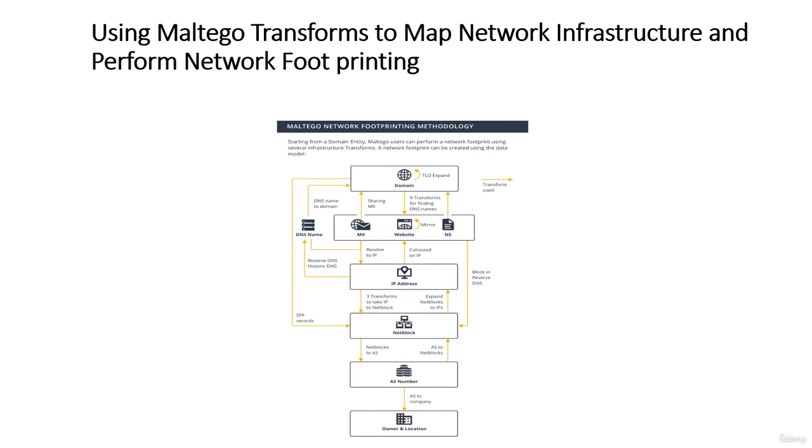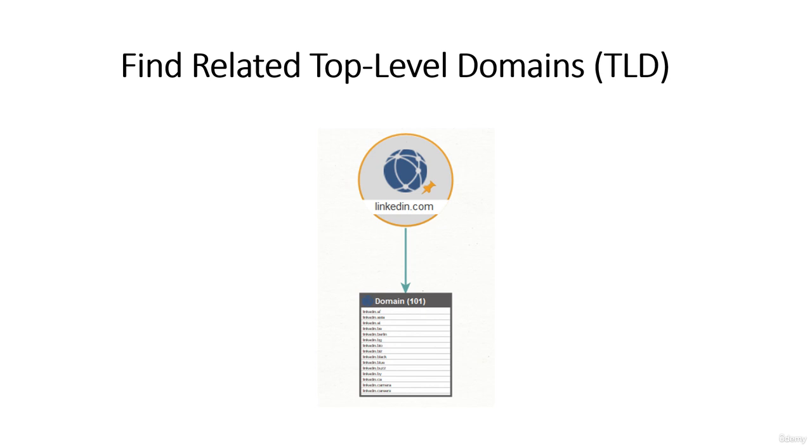So, now we will talk about finding related top level domains. Starting at the top of the model with the target domain, we see an arrow labeled TLD expand, pointing from a domain back to a domain. This step searches for top level domains that belong to the target organization, a step that allows analysts to grasp the overall interconnected infrastructure, especially in an international organization.